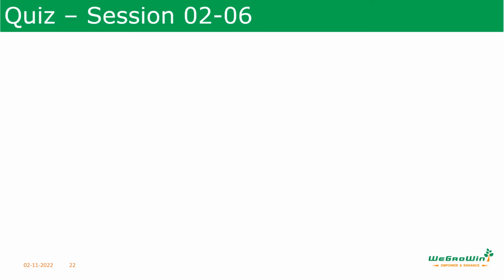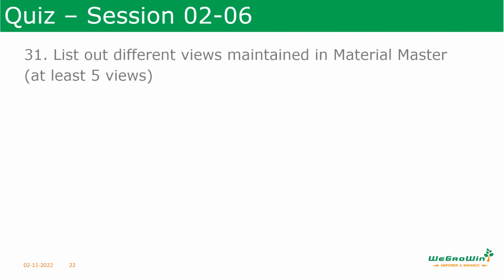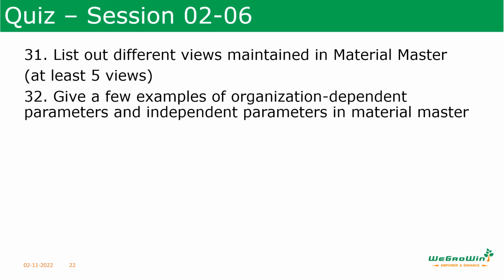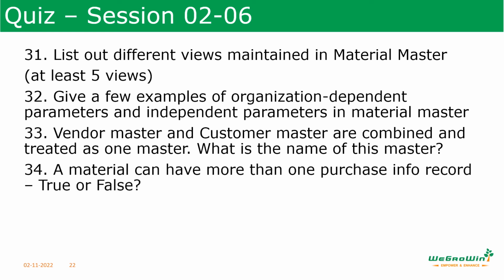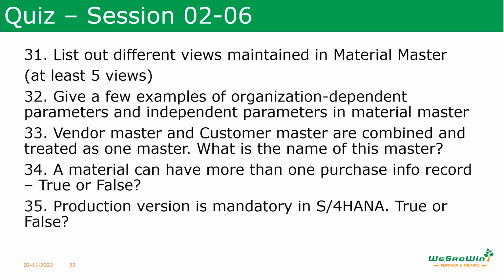Now let us go through the quiz of this session 2.6. List out different views maintained in Material Master, at least 5 views. Give a few examples of organization dependent parameters and organization independent parameters in Material Master. Vendor master and customer master are combined and treated as one master. What is the name of this master? A material can have more than one purchase info record. True or false? Production version is mandatory in S4HANA. True or false. So this is the quiz for this session. Answers we'll discuss in the next session.